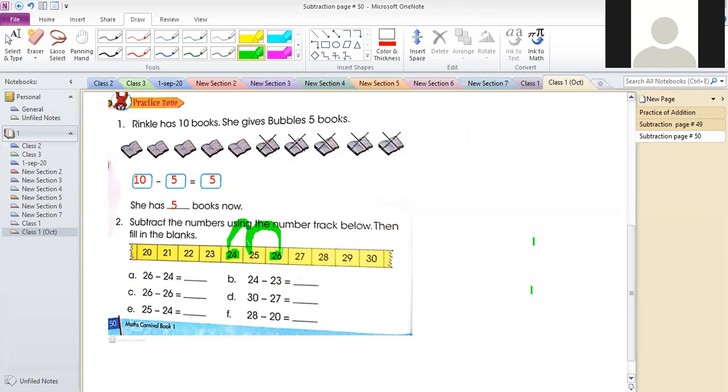Yes. 26 minus 24. Can you tell me the answer? Go. How many steps back should I go in order to reach 24? Sir, 1. No. When I go one step back, I find 25. Two steps back, I find 24. Look, I show you again.